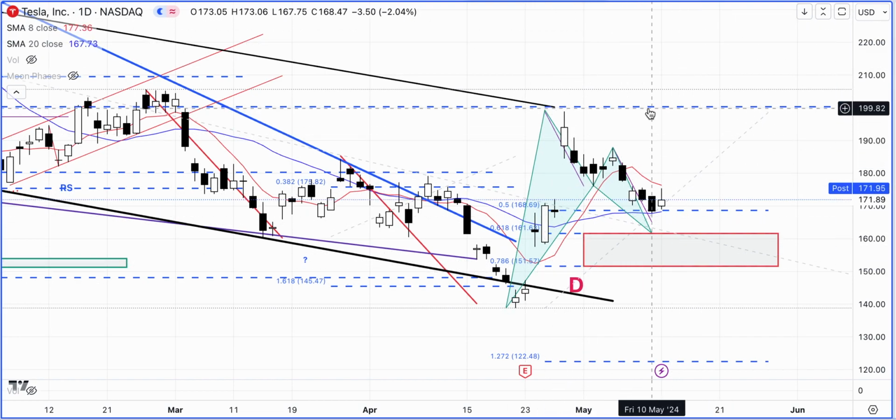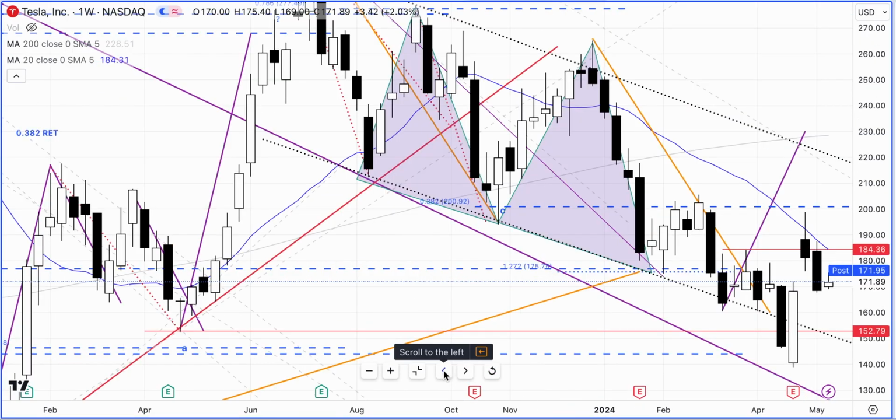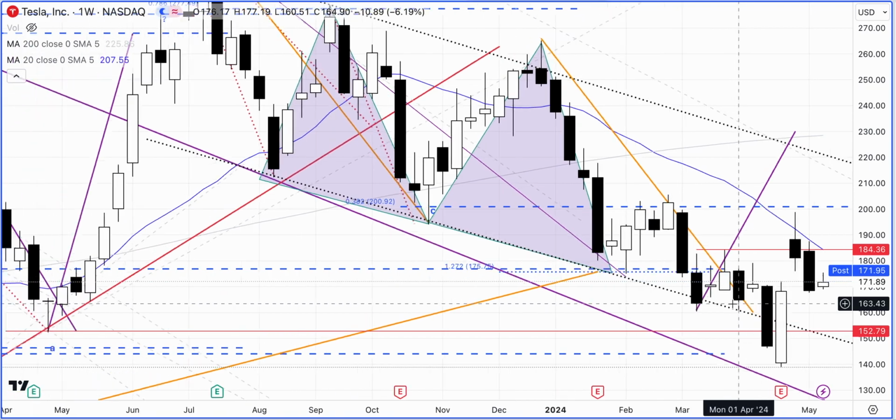But the key will be good close on consecutive daily basis above $200 per share level, in my opinion. That should give us an idea that there is a strength coming in the stock.